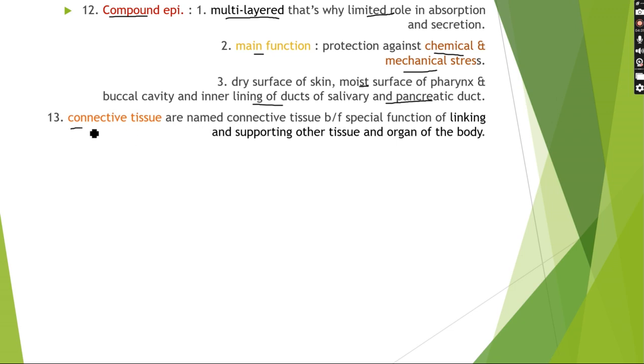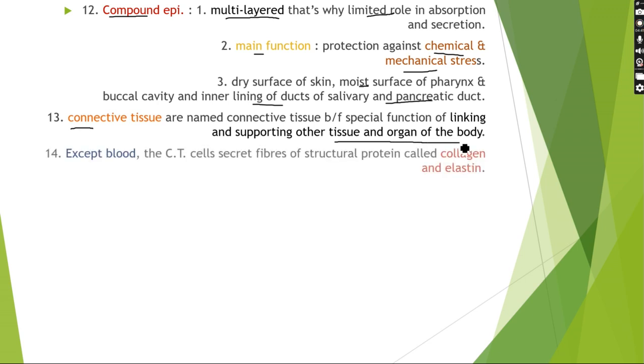Then connective tissue. Okay, so connective tissue are named connective tissue because of their special function of linking and supporting other tissue and organ of the body. Okay, then except blood, the connective tissue cells secrete fiber of the structural protein. क्या क्या स्ट्रक्चरल प्रोटीन है? कोलाजन एंड इलास्टिन.